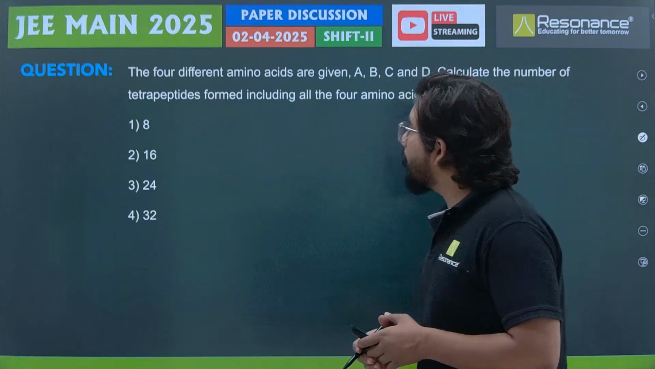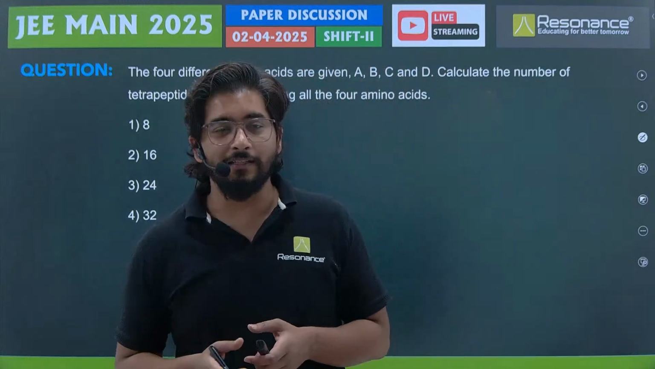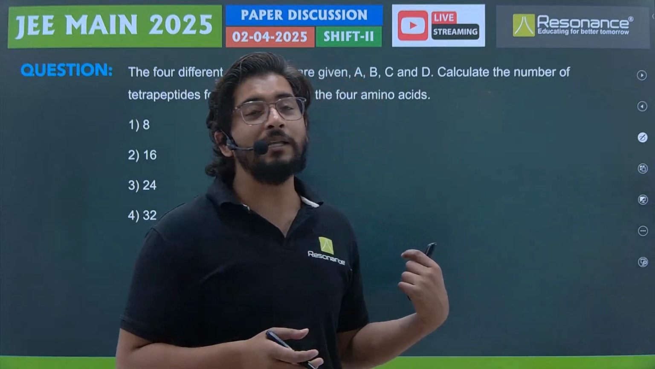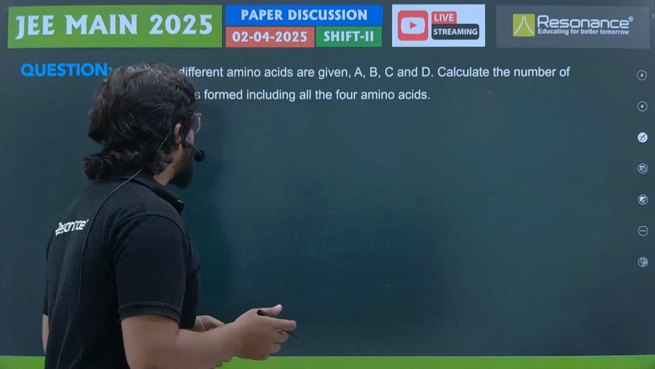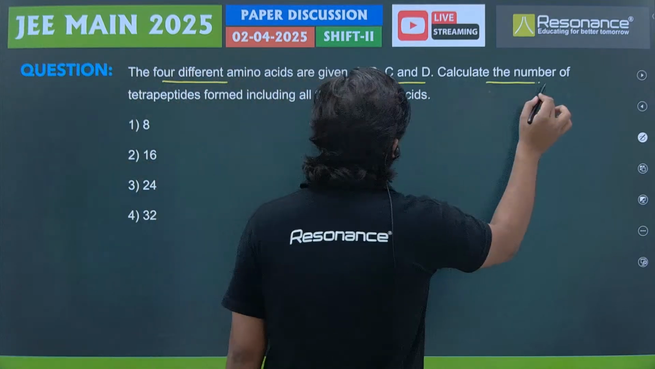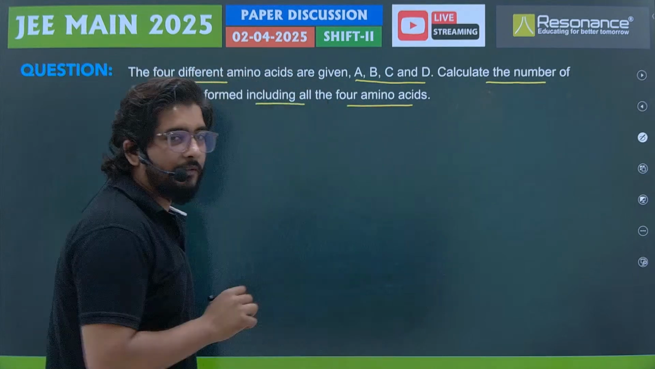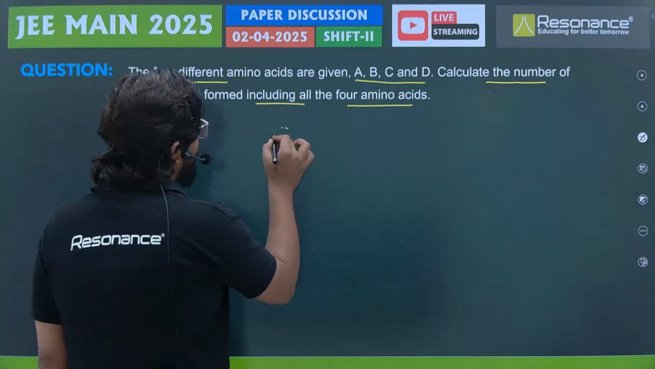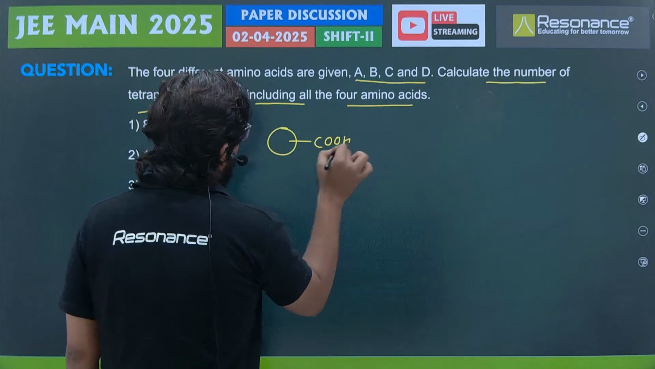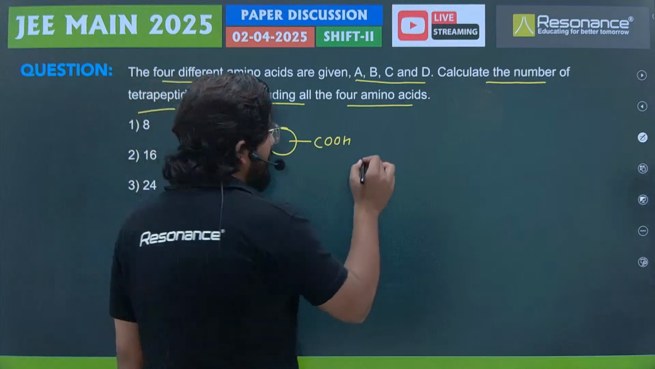The next question is again a kind of biomolecule, but it reflects the basics of PNC, permutations and combinations, in the form they have given. So basically we can say this one is a mathematics problem, not a chemistry problem. See what they have asked. 4 different amino acids are given, A, B, C, D. Calculate the number of tetrapeptides formed including the 4 amino acids. Amino acid means this molecule will have COOH as well as NH2.